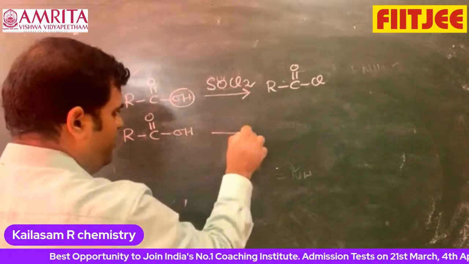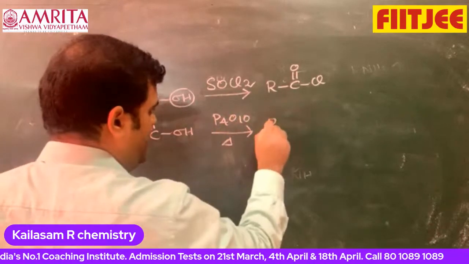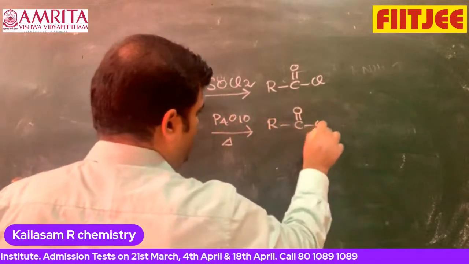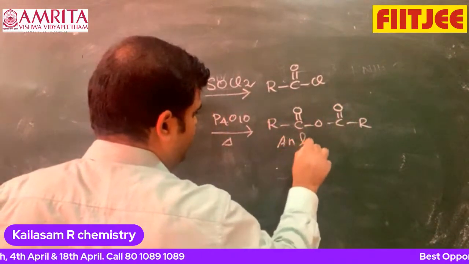When I'm taking R C double bond O OH again, with P4O10 and heating, what is going to form? R C double bond O, O, C double bond O R is called anhydride, which is going to form.